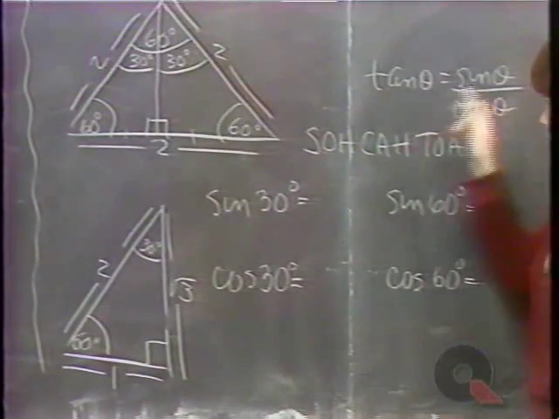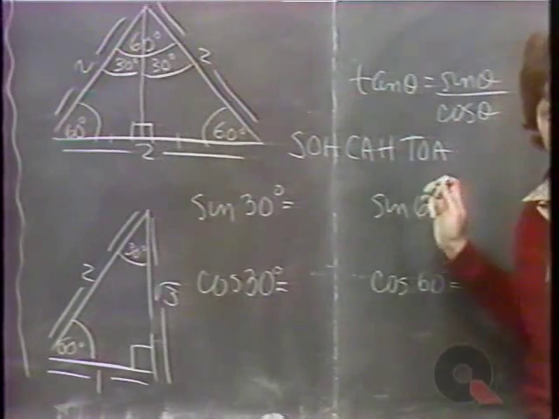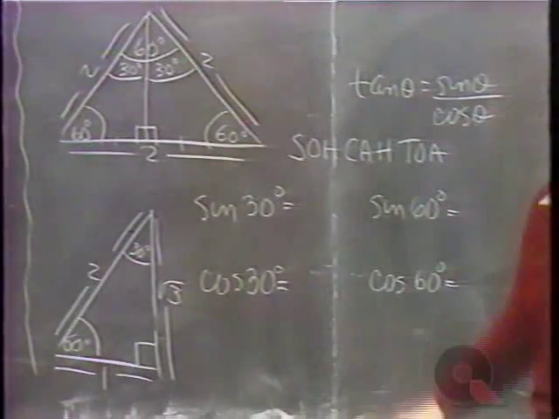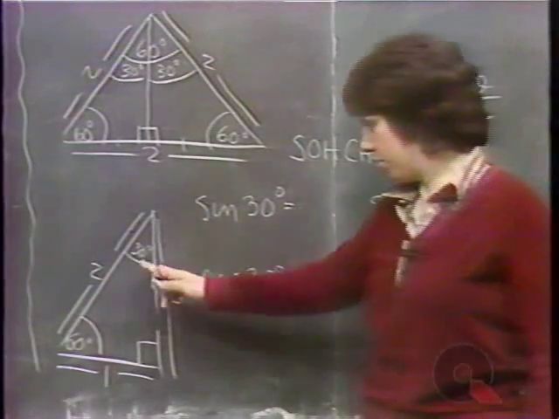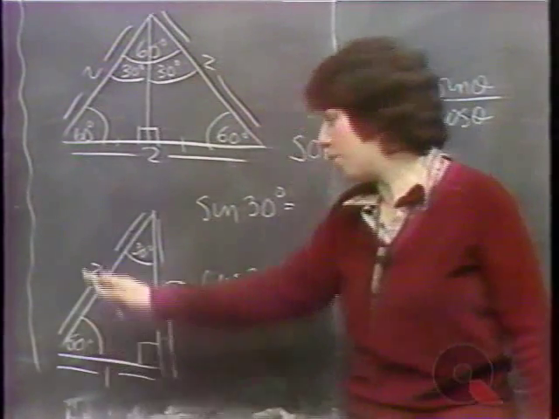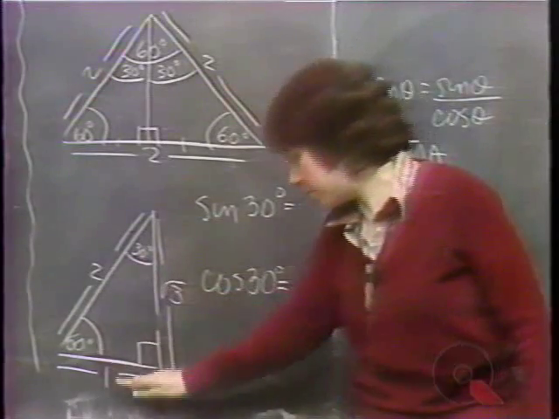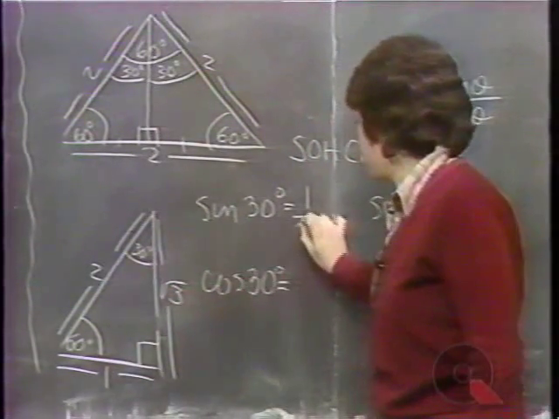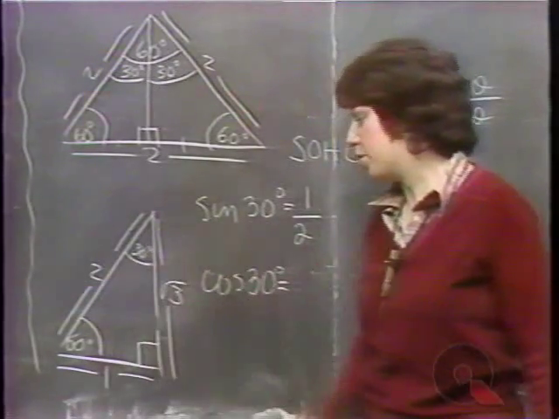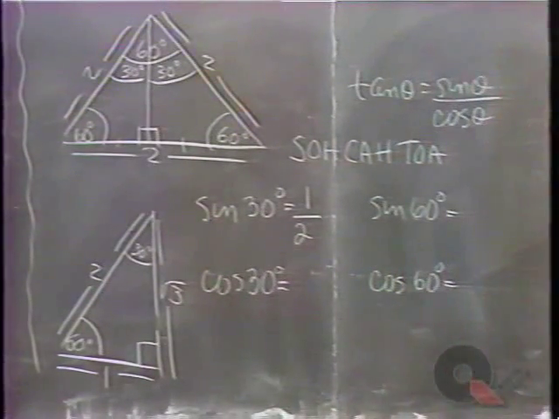Okay, and instead of remembering tangents, just remember my sines and cosines and know that I can always divide to get a tangent. Okay, sine of 30 degrees. Here's a 30-degree angle. Sine is opposite over hypotenuse. The side opposite 30 degrees has length 1. The hypotenuse has length 2. So sine of 30 degrees, opposite over hypotenuse, is 1/2.